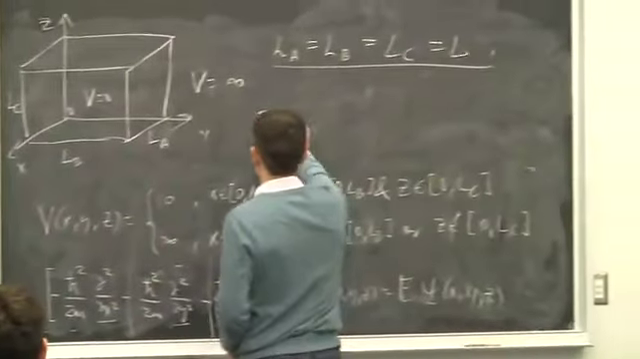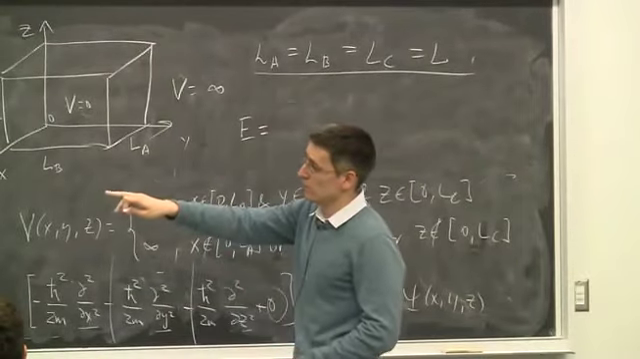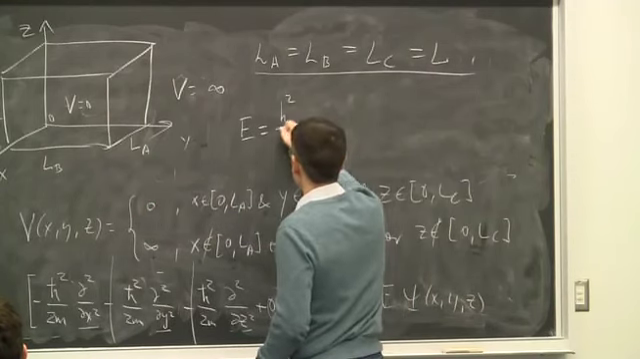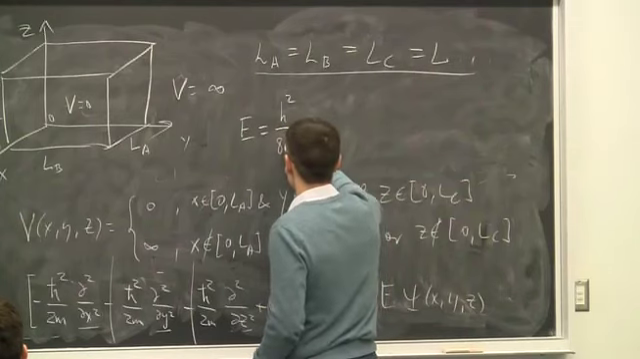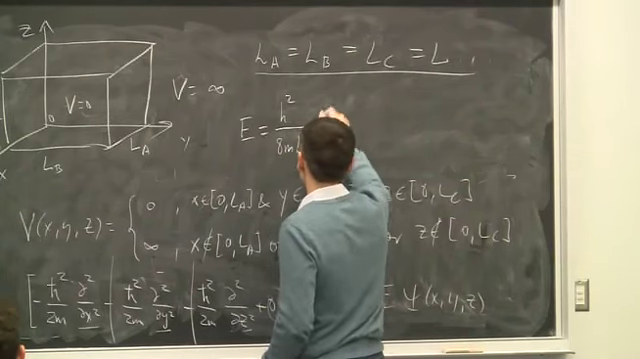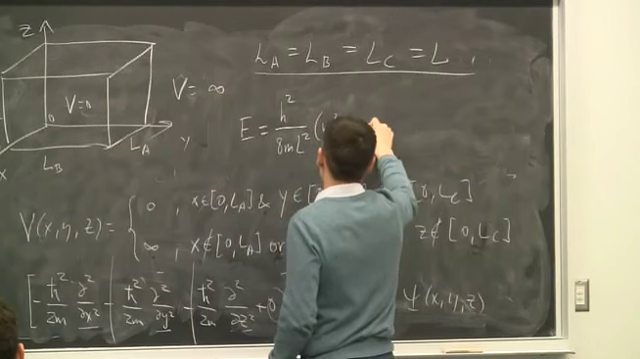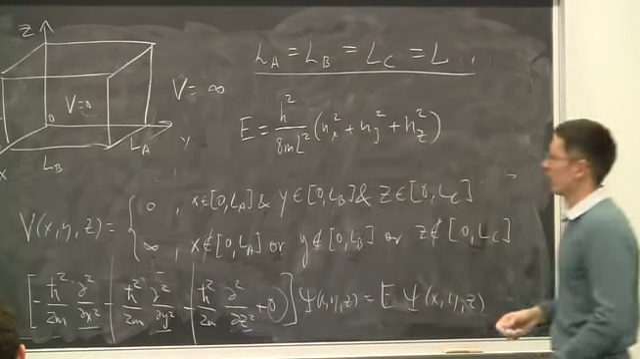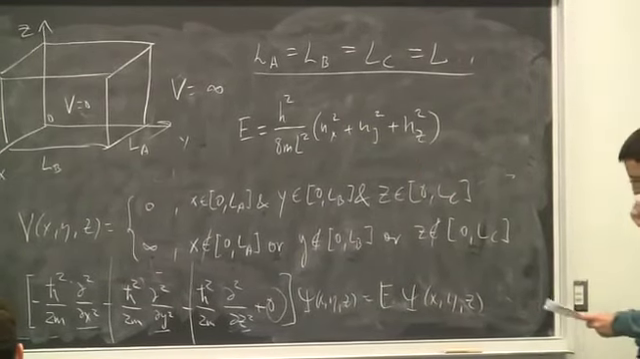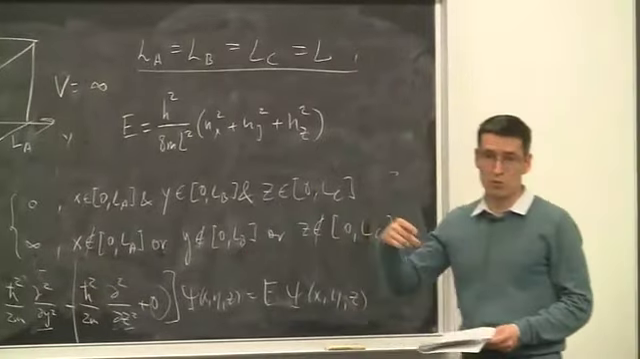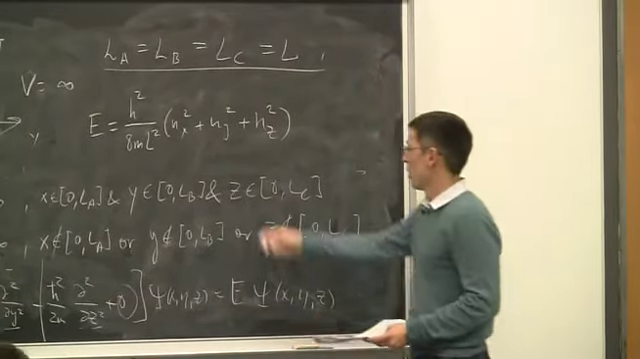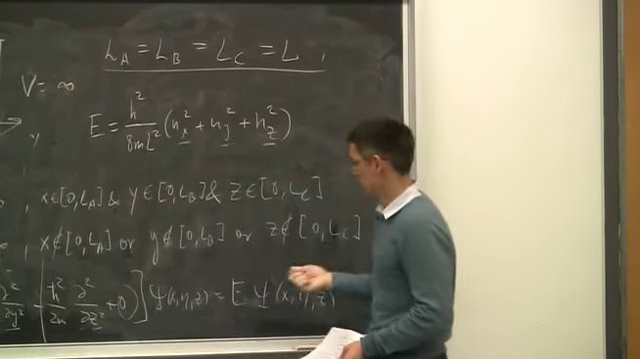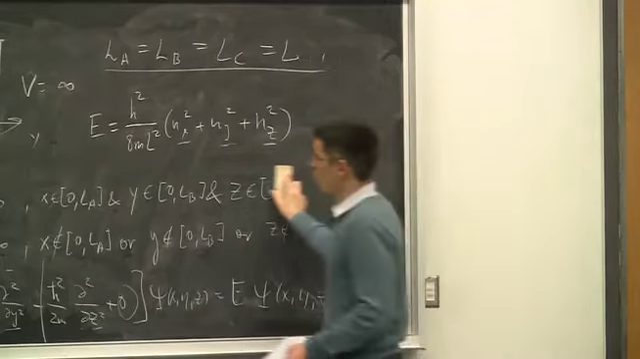Then in this situation, if we apply this condition to the energy expression, for the cubic box we can take L_A, L_B, L_C outside because they're all the same, and the energy would be h squared over 8mL squared times (nx squared plus ny squared plus nz squared). Okay? Although the box is symmetric in x, y, and z direction, there are still these numbers nx, ny, and nz which are separate. Why is that?